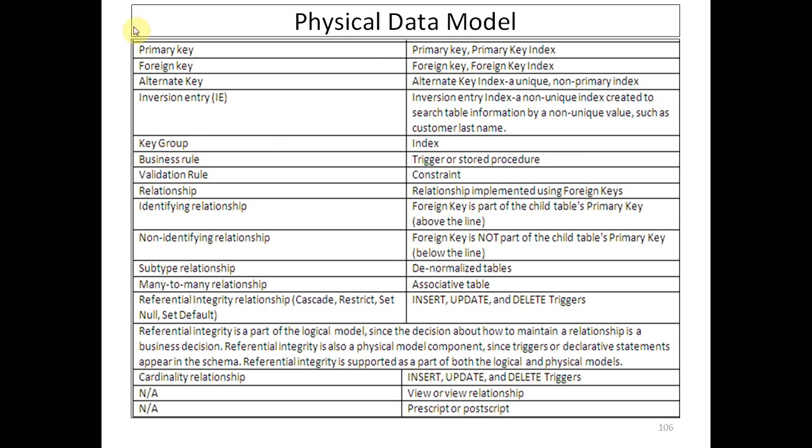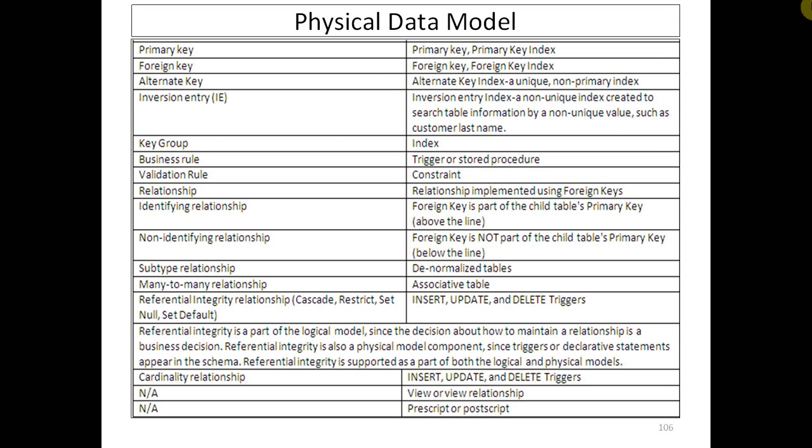These are the differences. A primary key in a logical model is actually converted to a primary key and a primary key index during implementation. Similarly, a foreign key must be converted to a foreign key and a foreign key index. Same is the case for an alternate key. An alternate key index, or a unique non-primary index, is created for an alternate key. These are certain things which we need to keep in mind and then model our physical data model accordingly.